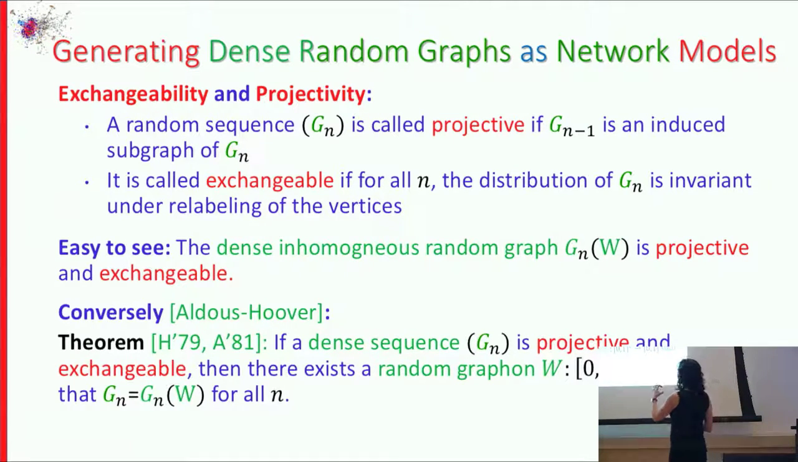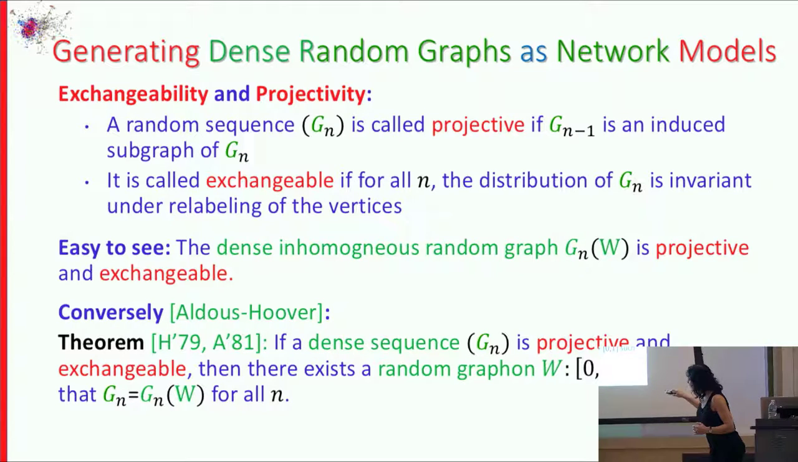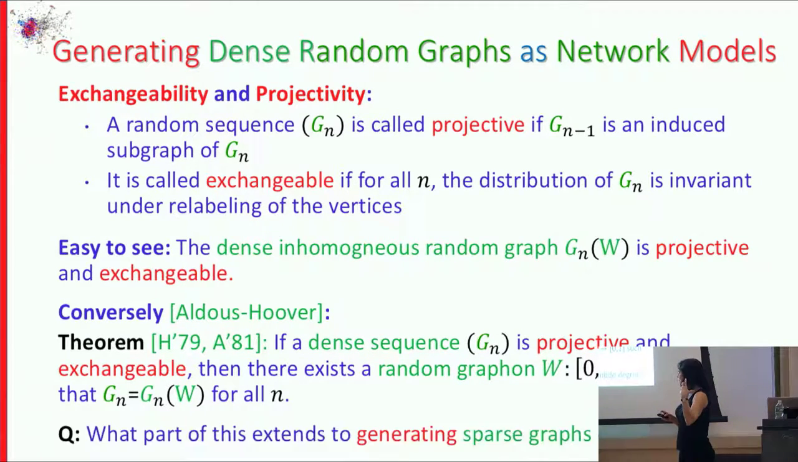And the converse of that was not so obvious. Aldous and Hoover, it's called Aldous-Hoover, although Hoover did it before Aldous and they did it independently. Aldous is better known in the stat community. If a dense sequence is projective and exchangeable, then it is a realization of this thing that gets generated. So that's kind of a converse. And so one of the things that people were thinking is, is there kind of an analog for sparse graphs?